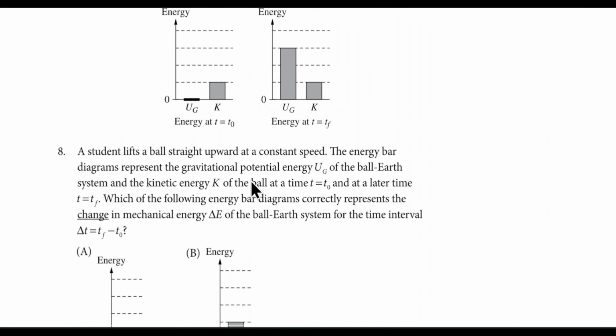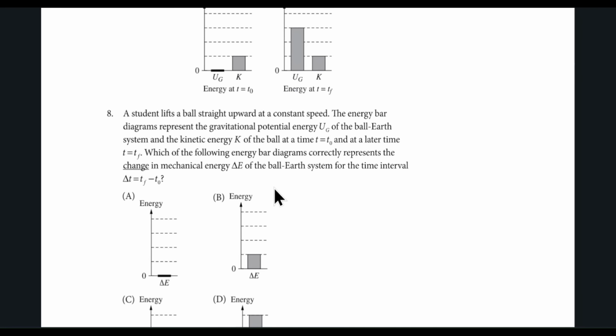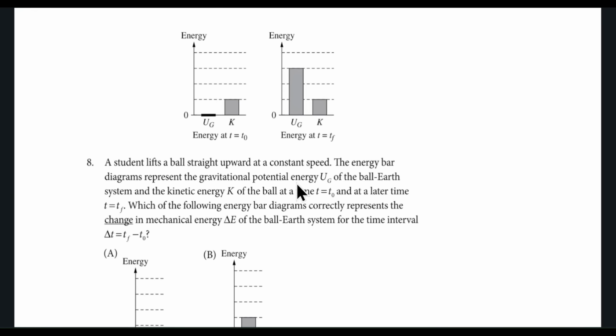Okay, so about energy bars. The student lifts a ball straight upwards at a constant speed. The energy bar diagram represents the gravitational potential energy of the ball-earth system and the kinetic energy of the ball at time t naught. Okay, fair enough. At a later time tf, which of the following energy bars correctly represents the change in mechanical energy of the ball-earth system for the time interval tf minus t naught?